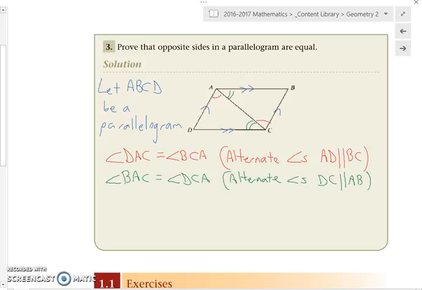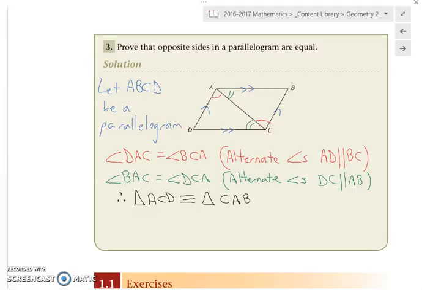Okay, now we can make a big bold statement. I like big bold statements. Therefore, triangle ACD is congruent to triangle CAB. Why? I'm saying they're congruent. There's a statement I've missed in there. Which one is it? AC is, and I'm even going to write shared. Okay? So does that make sense?